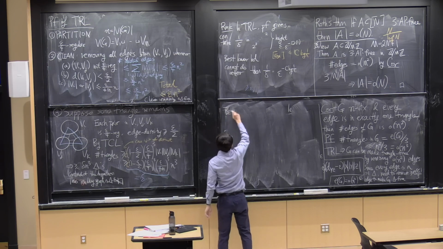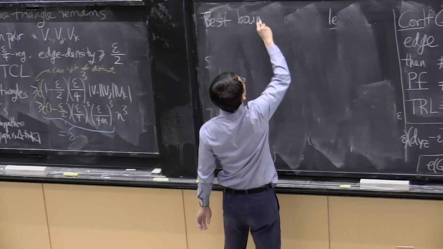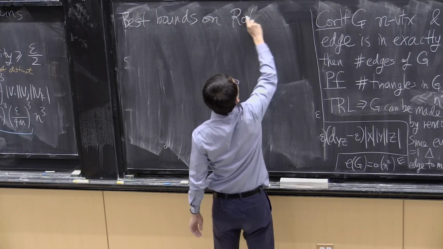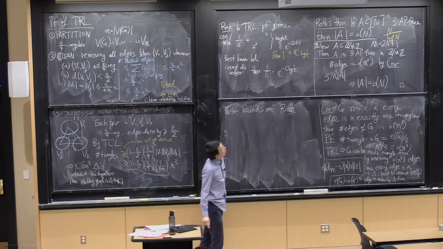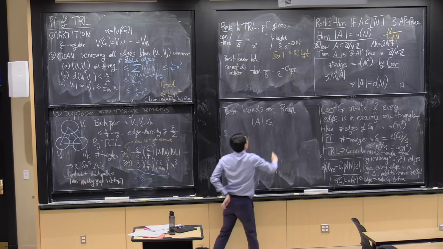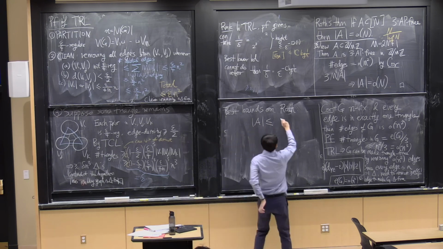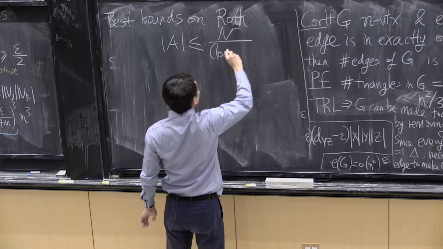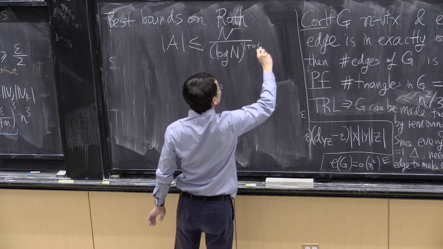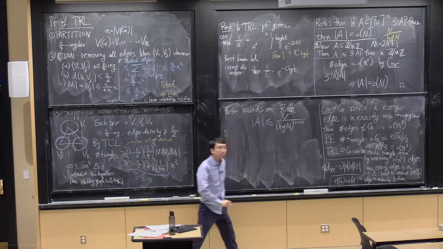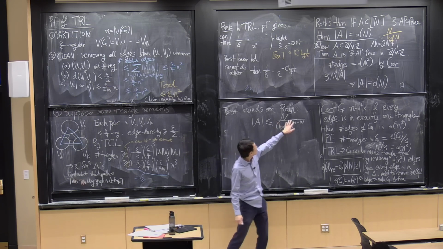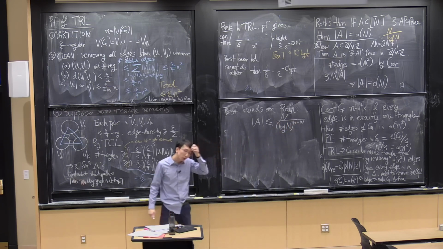So, best bounds on Roth's theorem. Basically, the best bounds have the form n divided by (log n) raised to the power 1 plus little o(1). The precise bounds are of the form n over log n, and then there are some extra log factors. But let's not worry about that.